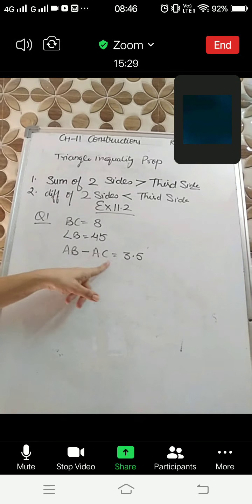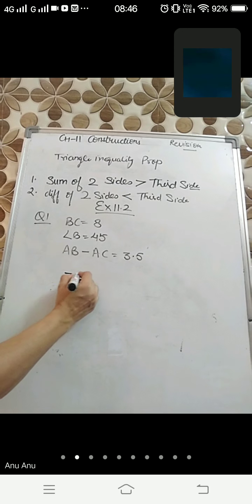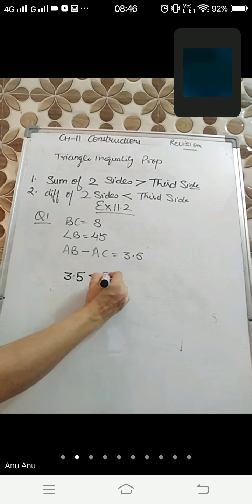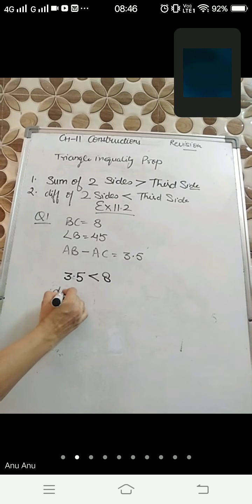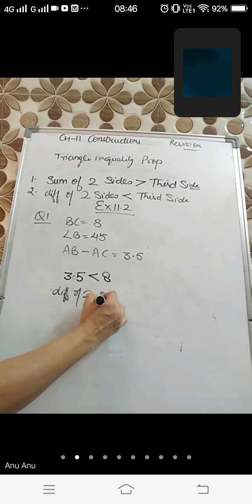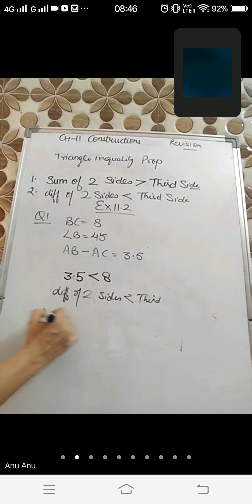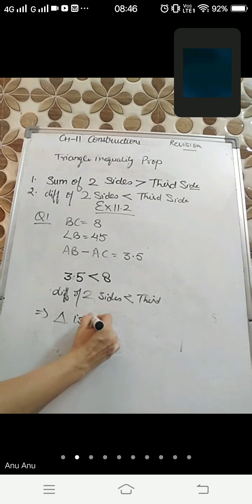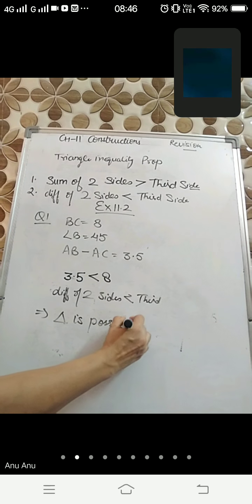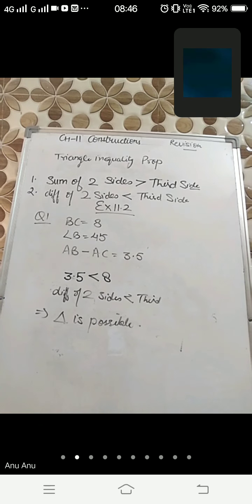Now, as you can see, the difference of these two sides is less than the third side. The third side is 8 centimeter and the difference of two sides, that is 3.5, is less than 8. That means the difference of two sides is less than the third side. That means the triangle is possible. Is it okay, beta? Is it okay?